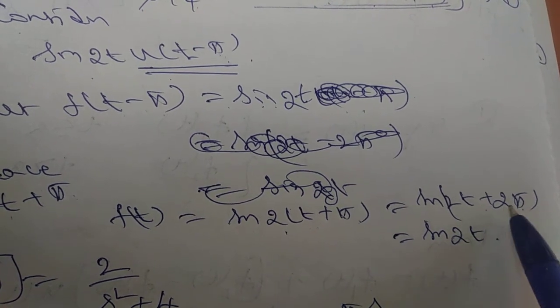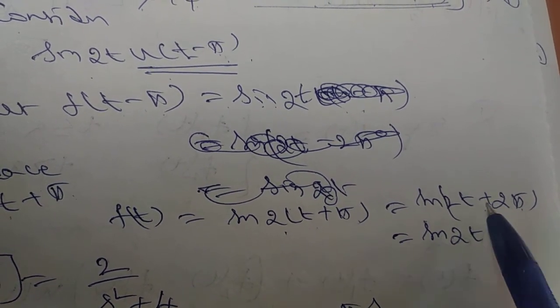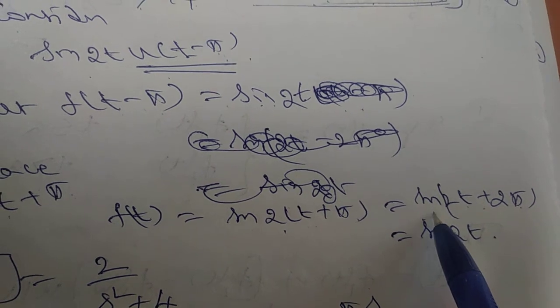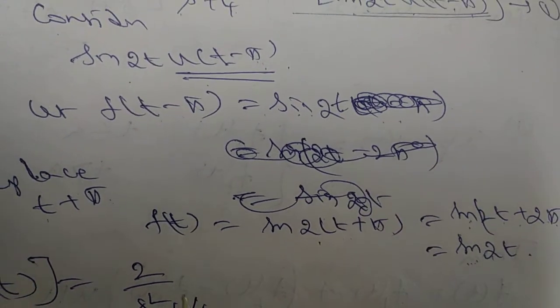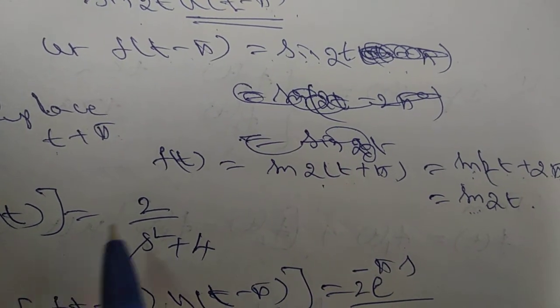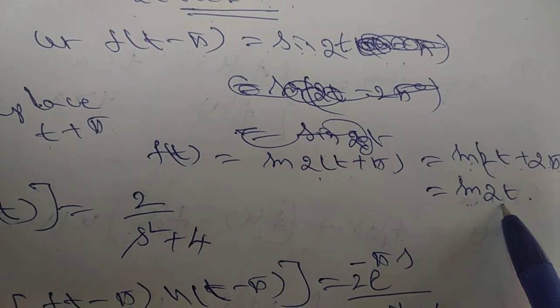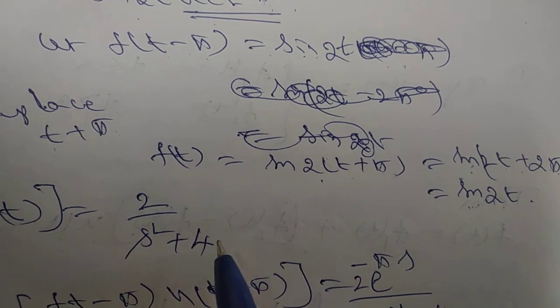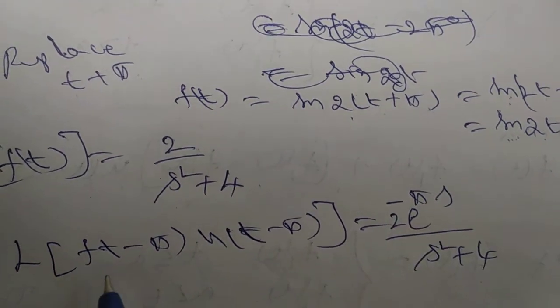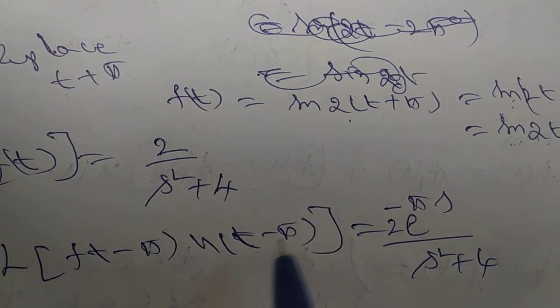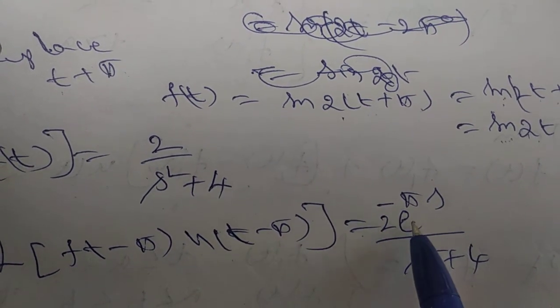So 2 pi means 360. So 360 plus theta is in the first quadrant, and in the first quadrant all are positive. Therefore it is sin 2t. So now what is the Laplace transform of f of t? The Laplace transform of sin 2t is 2 over s square plus 4. So in that given problem, the Laplace transform of f of t minus pi into u of t minus pi is equal to e power of minus pi s.